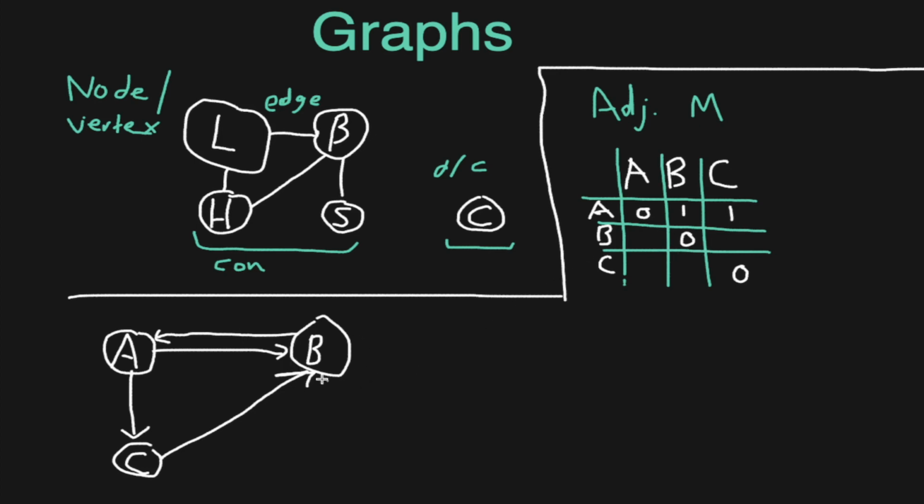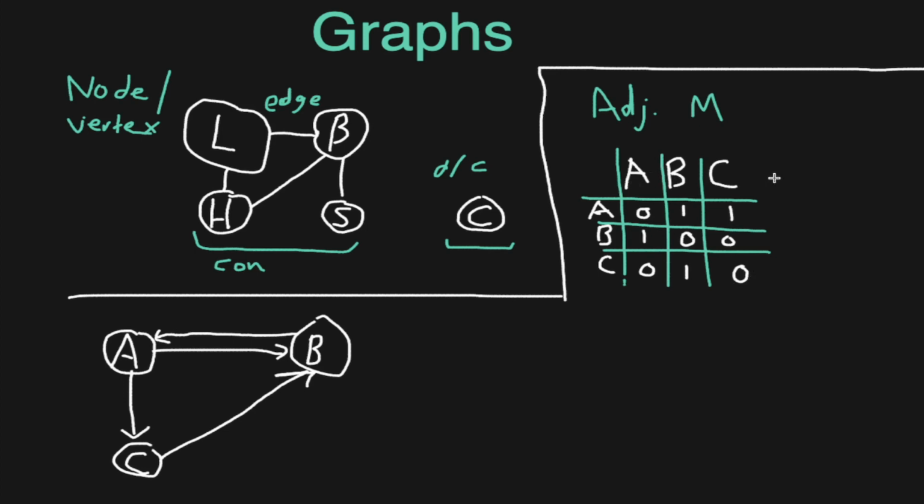Now if we look at the node B here, we can see that B does point towards A, so there's a 1 there. But B does not point towards C because C points towards B. So we have a 0 here. And then finally C points to B, but it doesn't point to A. So we have a 0 and a 1 here. And we can see that we've got four 1s, and that corresponds directly to these arrows here, or our edges.